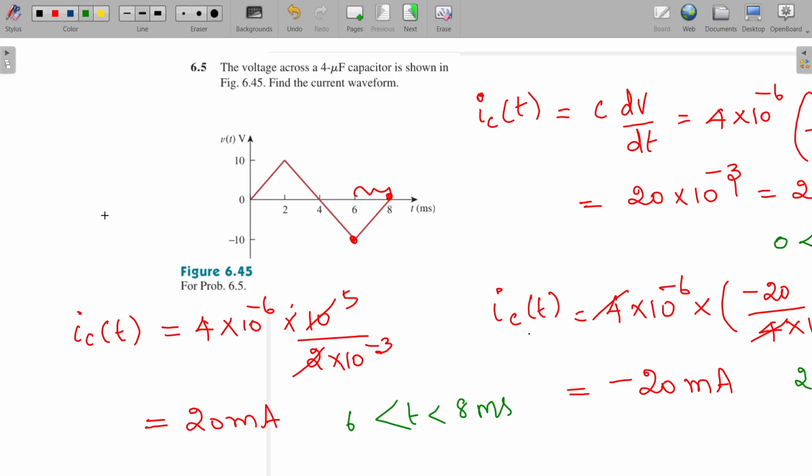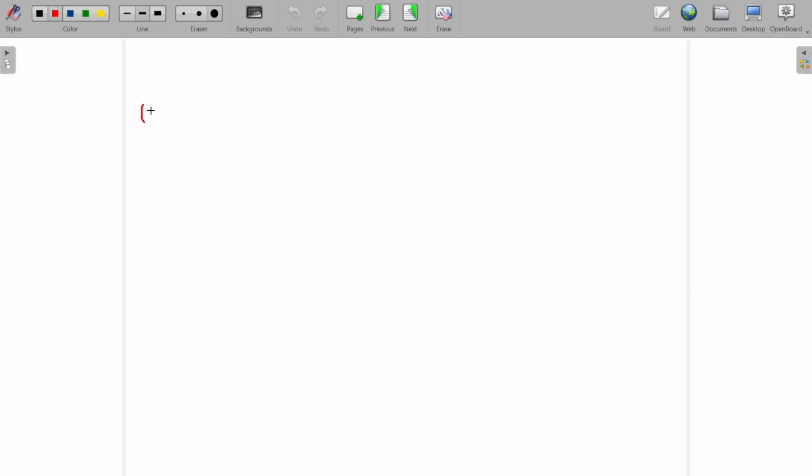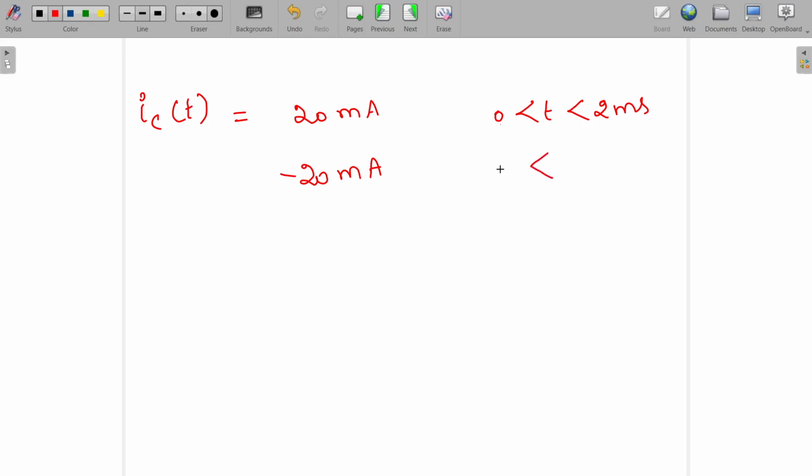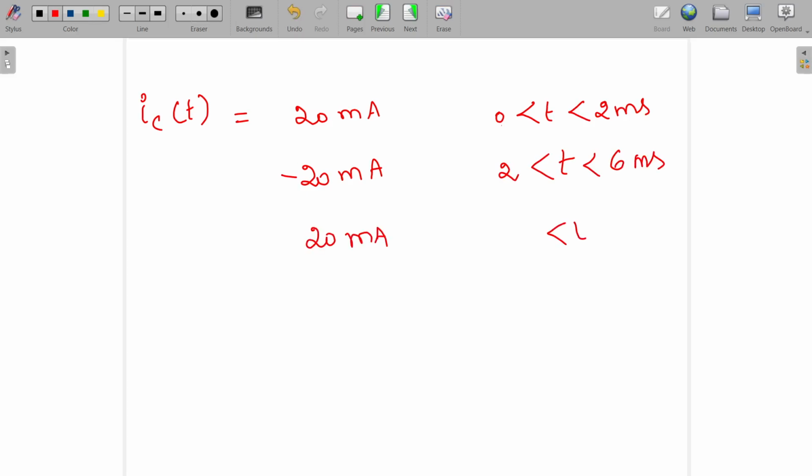Now we got the answer for this current. Once again I summarize this. i_C(t) is equal to 20 milliamps for the time period t between 0 to 2 milliseconds, and it is equal to minus 20 milliamps for the time period between 2 to 6 milliseconds. Then it is 20 milliamps for the time period between 6 to 8 milliseconds.